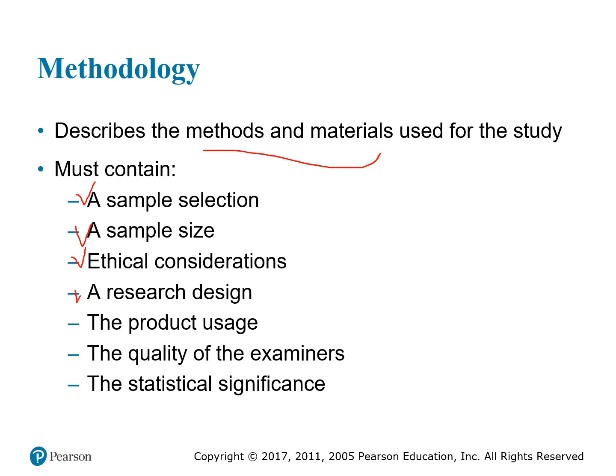It has to have a research design, so it has to tell you how the research was conducted, the product usage, the quality of the examiners, right? All of the examiners are registered dental hygienists or whoever, and the statistical significance. So that P is greater than or equal to 0.05. There it is. Never going away.